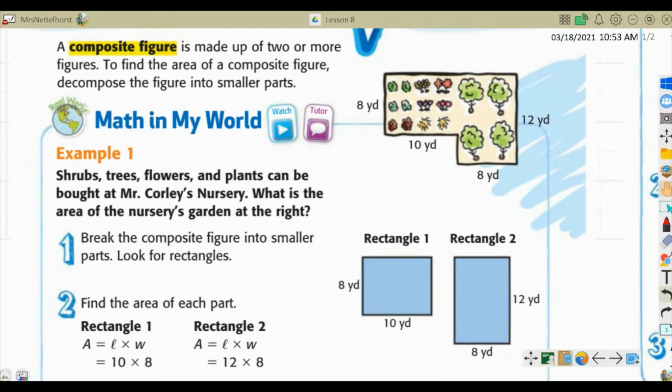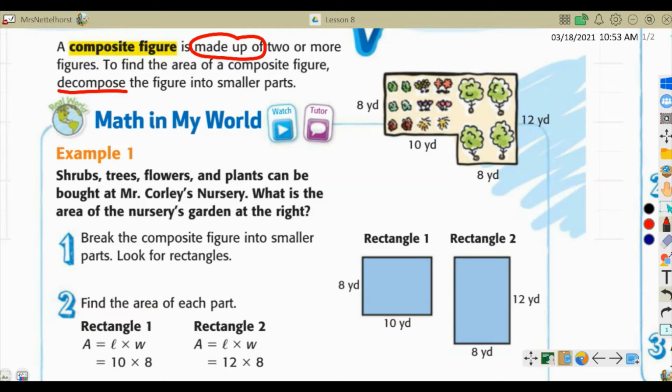So a composite figure is made up of two or more figures. Notice this made up of. You put two or more figures together, that's a composite figure. So there's that composing idea. To find the area of a composite figure, decompose the figure into smaller parts. So it's made up of smaller parts, so you're going to break it down into its smaller parts to help you figure out the area. So you just want to find rectangles or squares that make up that figure.